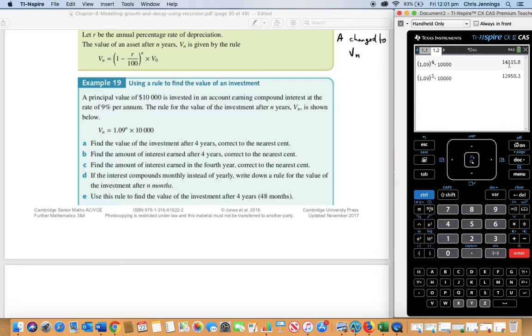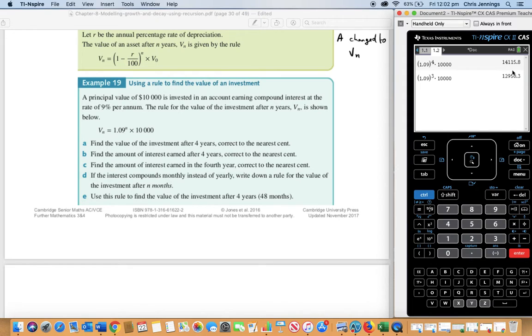Now, the difference between these two numbers, that's the 4th year's value minus the 3rd year's, because you only want to find that money he's made during that 4th year, just 1 year's worth. So when they say the 4th year in this case, you've got to find the 3rd year value and the 4th year value, and find the difference between them.